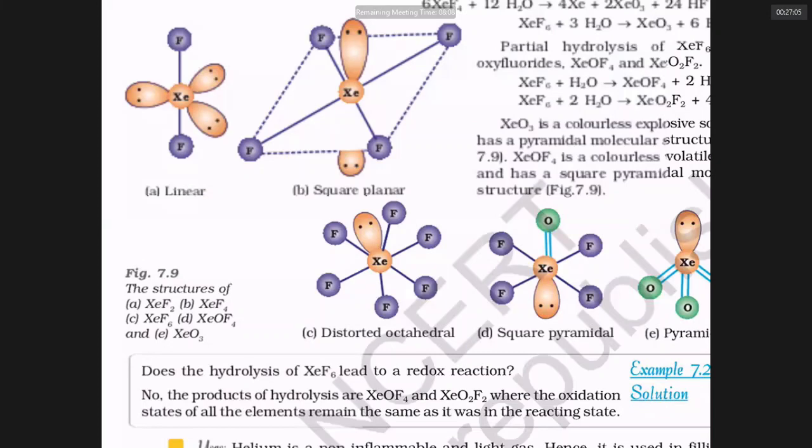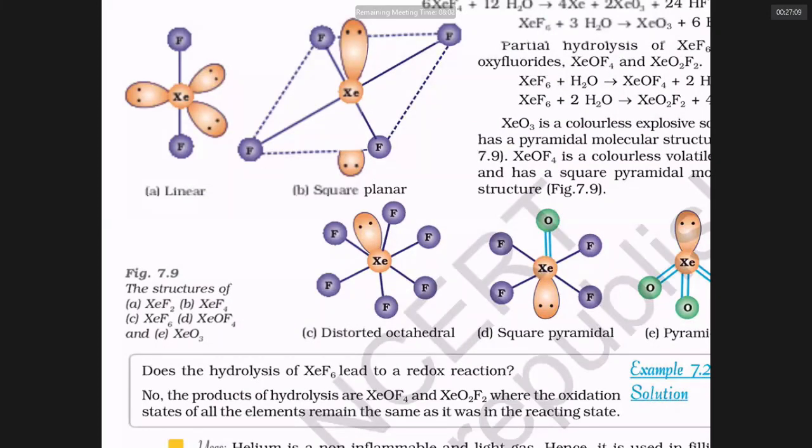Everybody knows that XeF2 is an AB2E3 type molecule, sp3d hybridization, linear. Everybody knows that XeF4 is a square planar molecule, AB4E2 type. Hybridization of the central element is sp3d2, square planar. And hybridization of xenon in XeF6 is sp3d3, it is distorted octahedral.